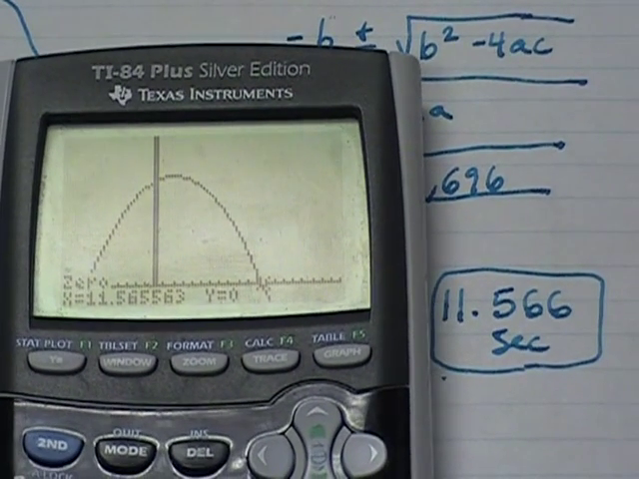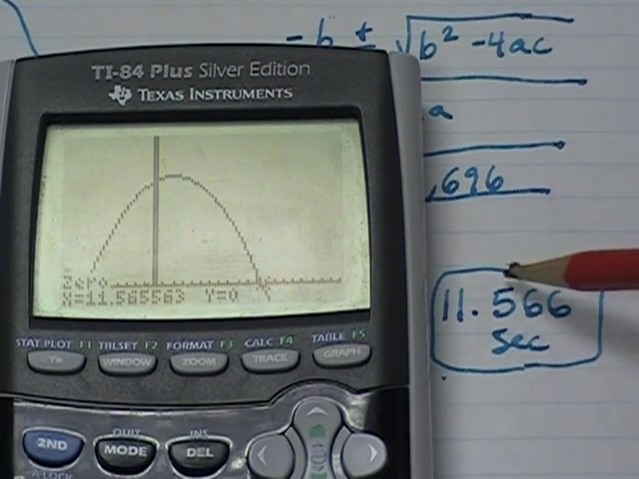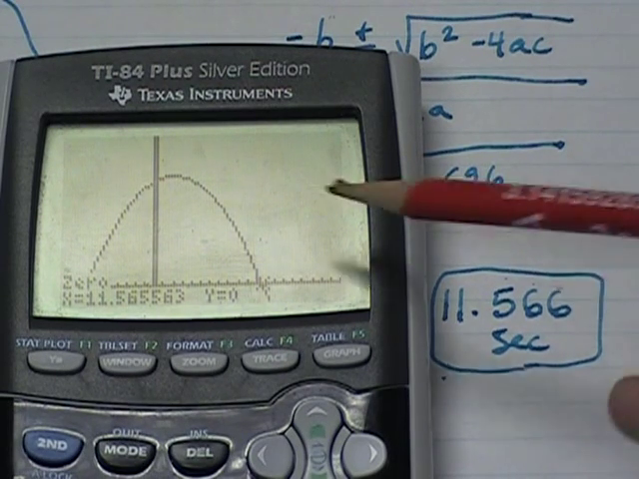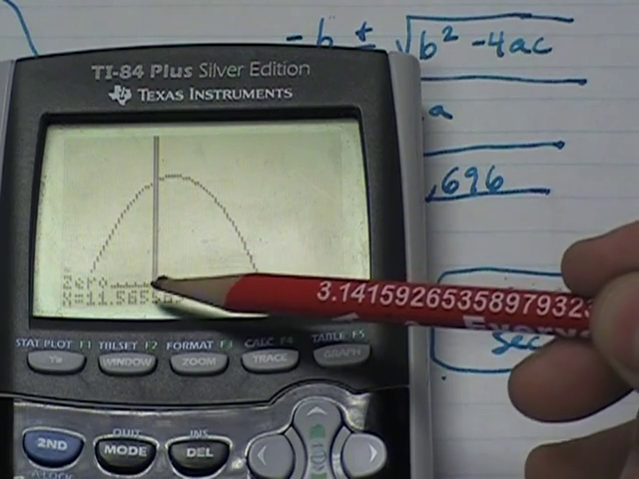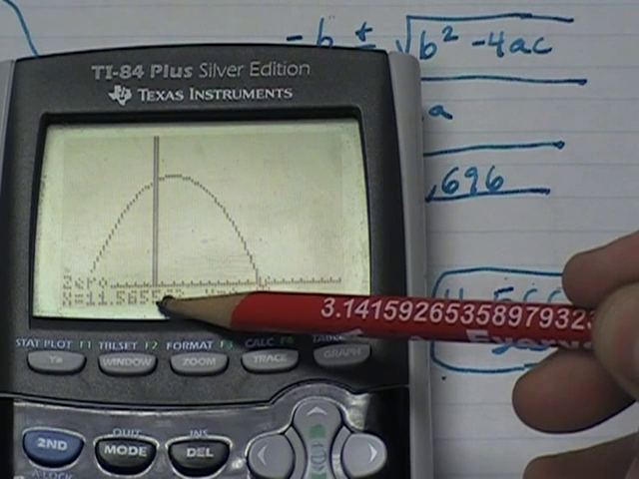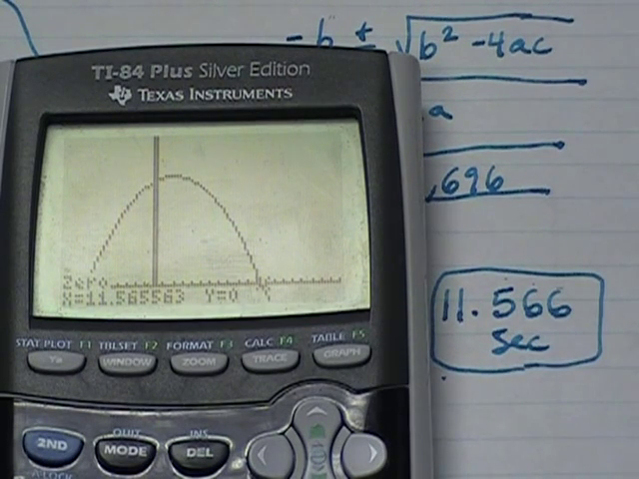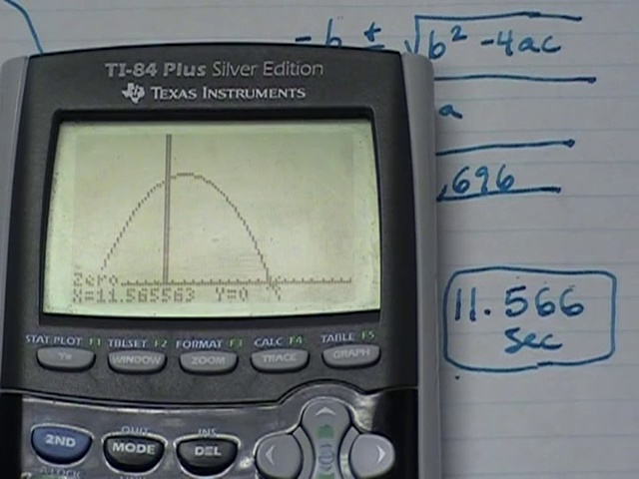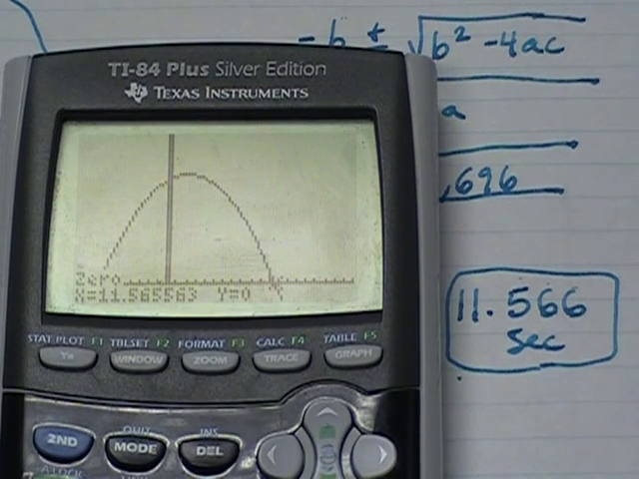And what did I get? Rounded to 3 places, 11.566. 11.56, and this 5 has a 5 next to it, so you'd round that up to a 6. Same answer. So this is a very quick, easy way to find these points and see your graph and know what your graph looks like.